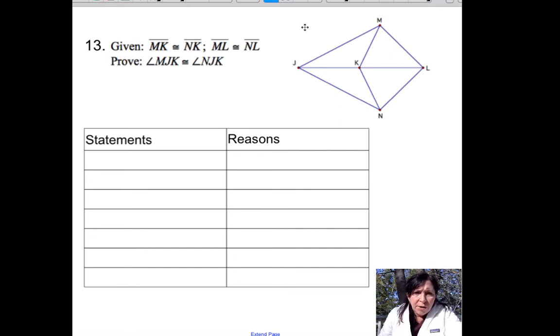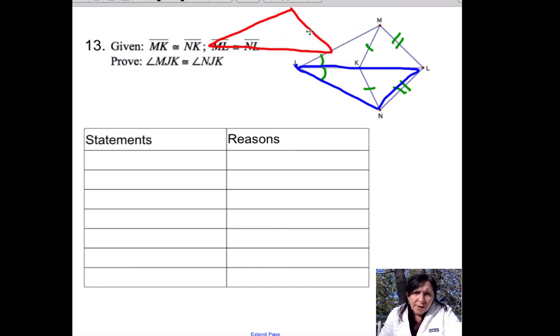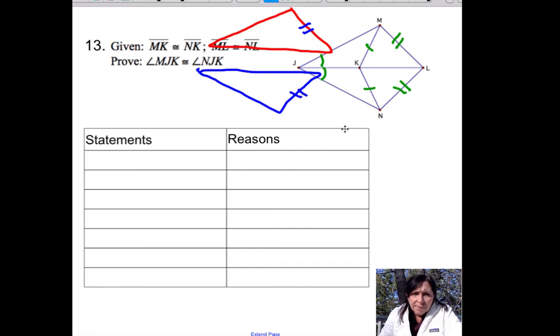So here's a proof. We are given that MK is congruent to NK. We are given that ML is congruent to NL. And you are trying to prove that angle MJK, this angle down here, is congruent to this angle here. What I'm looking at is this big triangle, and I'm looking at that being congruent to this triangle down here, because once the big triangles are congruent, then all the parts are congruent. So if I take this apart like this, what I know is this side's congruent to this side.